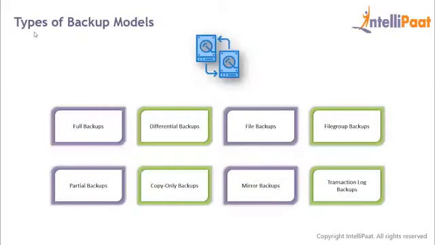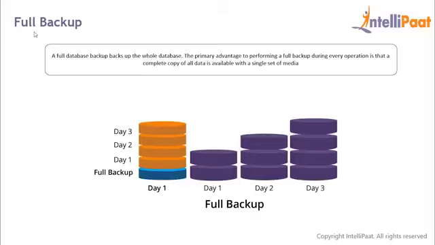So we have full backups, differential backups, file and file group backups, partial backups, copy only backups, mirror backups, and transaction log backups. A full backup, as the name implies, backs up everything. It is the foundation of any kind of backup. This is a complete copy which stores all the objects of the database, that is tables, procedures, functions, views, indexes, so basically everything. The full backup will be able to easily restore a database in exactly the same form as it was at the time of the backup.